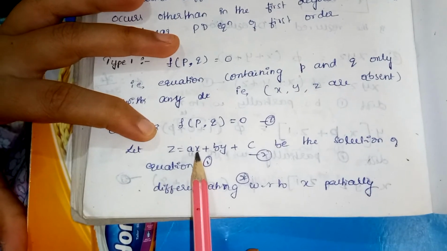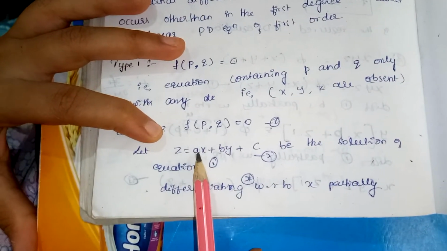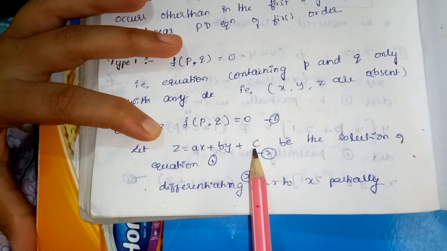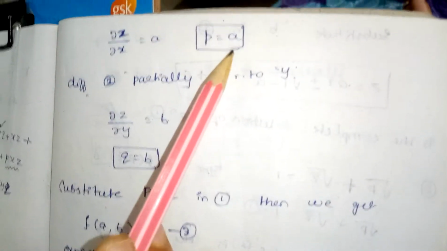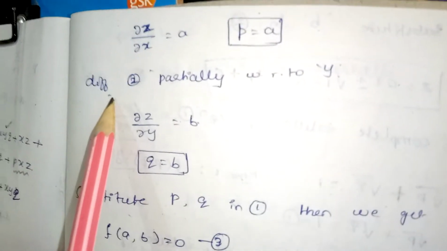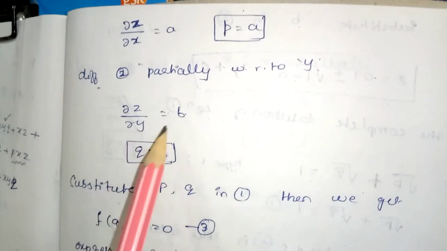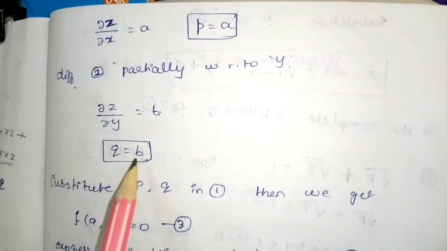x is the variable, therefore the value is 1. Therefore if you differentiate, you get the value a. This one is constant 0, this one is constant 0. Therefore dou z by dou x is equal to a. Dou z by dou x is nothing but p, so p is equal to a. Similarly, differentiate equation 2 partially with respect to y, then you get dou z by dou y equal to b, that is q is equal to b.